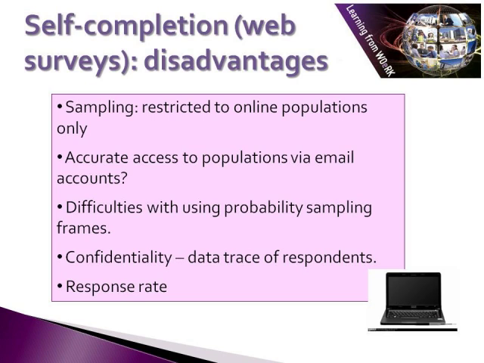There is of course the issue of accuracy of access to populations via email accounts, so people have multiple different email accounts at ISPs. It's difficult to actually use probability sampling frames, so you're not going to be using that kind of sampling frame when you're dealing with a web survey. Confidentiality: there's always a data trace of respondents. It's very difficult to not have a data trace from when people complete a web survey.